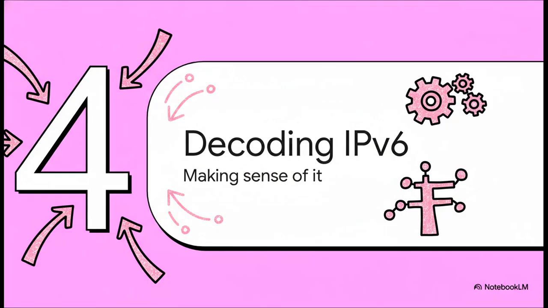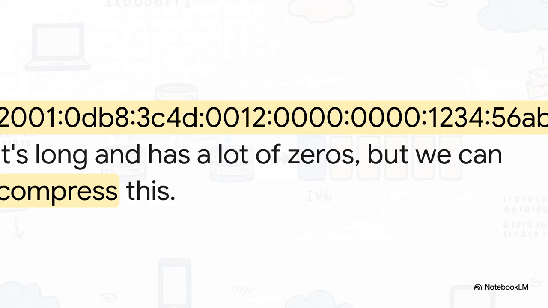Yeah. Now, I know what you're thinking. That new address format looks incredibly long and intimidating. But thankfully, there are some simple rules baked in to make them much more manageable. Take a look at this typical IPv6 address. It's made of 8 16-bit blocks, separated by colons. It's long and it's got a lot of zeros. But we can compress this. Easy.